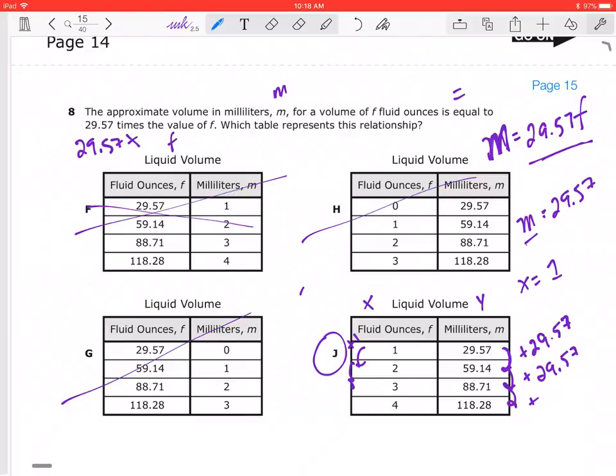Alright, really straightforward and simple, not too difficult. Again, remember this is 8th grade math, so it should be fairly easy.